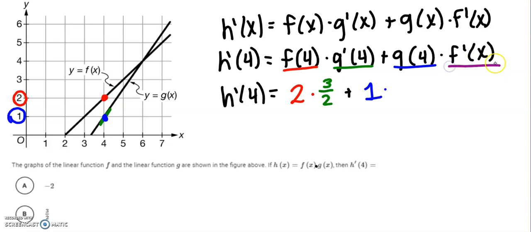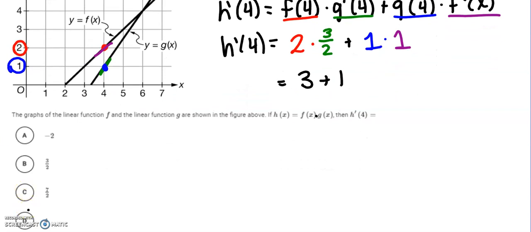F prime of 4 is going to be the slope of f at 4. Well, the slope of f looks like we're going up 1 over 1, up 1 over 1. So just 1. In which case, cleaning all of this up, we have 2 times 3 halves is 3, plus 1 times 1 is 1. Looks like h prime of 4 is equal to 4.